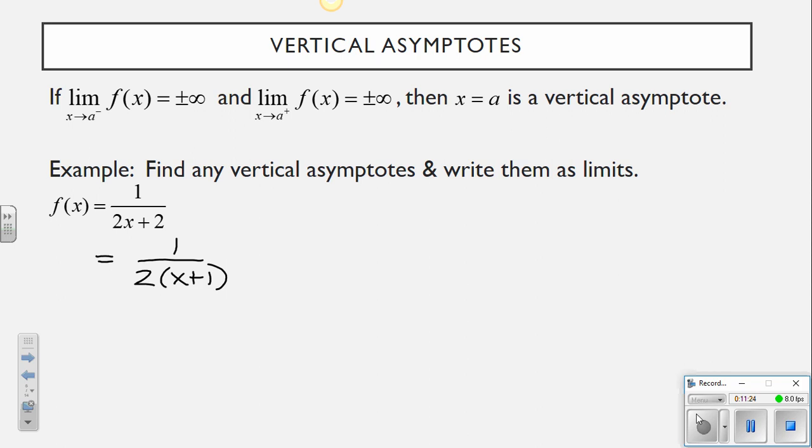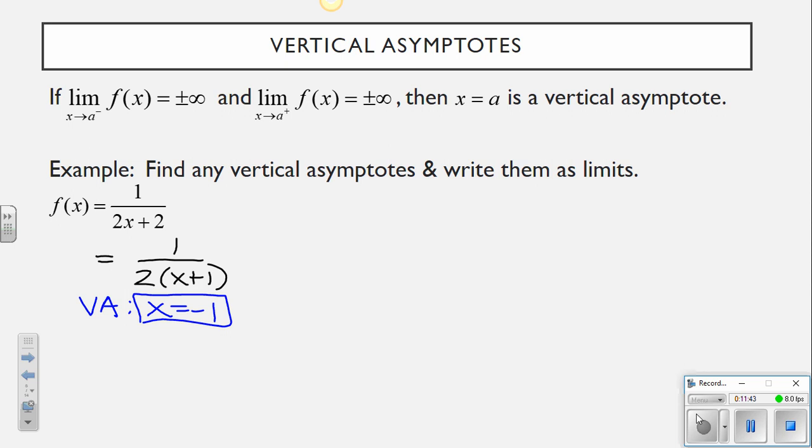You see the vertical asymptote? What is your vertical asymptote here? x equals what? Negative 1. Do you see that? That's just whatever's in the denominator that doesn't divide out. Now, how do you write that as a limit? How do you write that as a limit?